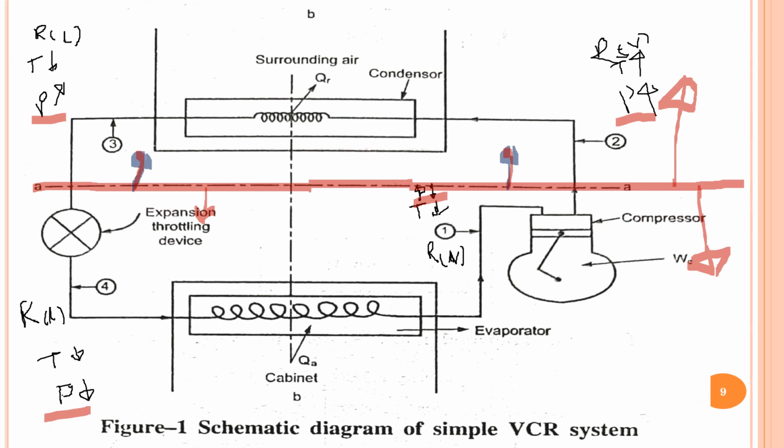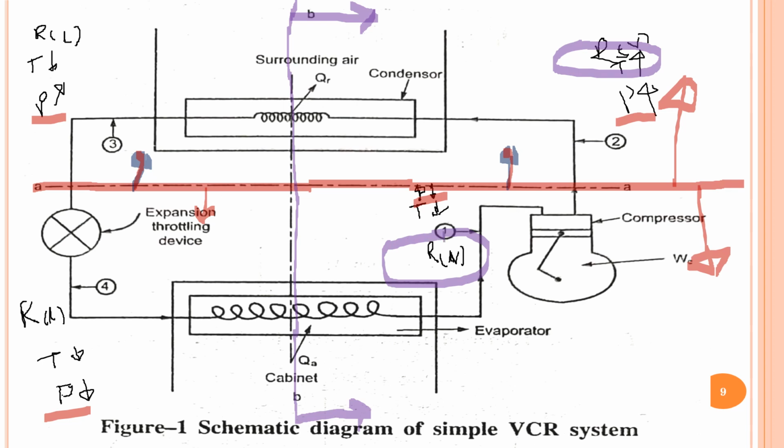In a similar way, if I draw the vertical line BB, and I talk about the right side of this vertical line, what I observe is that the refrigerant is in vapor state, whereas here the refrigerant is in liquid state, which means a phase change is observed. On the right side the vapor phase is there, and on the left side the liquid phase is there.